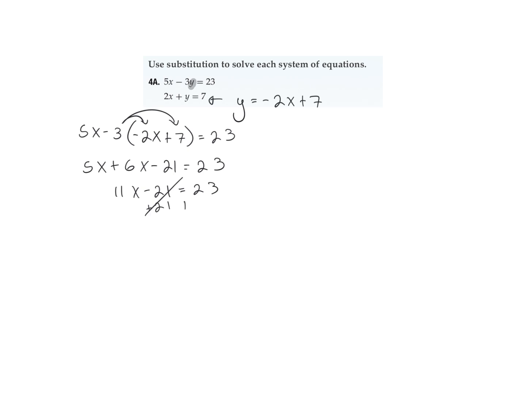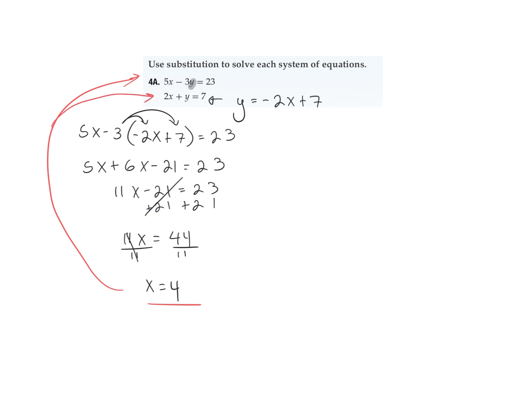I'll add the 21 on both sides. Remember, we're solving for x. So that's going to be 44. I'll divide by 11 on both sides and I'll get x is equal to 4. Now, you got one solution. Now you got to find the y. So you grab this x that we just found and you plug it back into either the first or the second equation. Doesn't matter which one you choose as long as you choose the original equation. That is the key concept here. Always plug into the original equation.